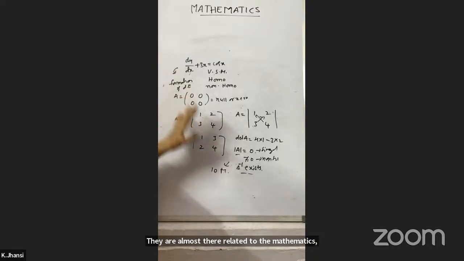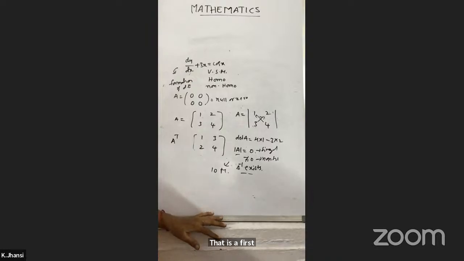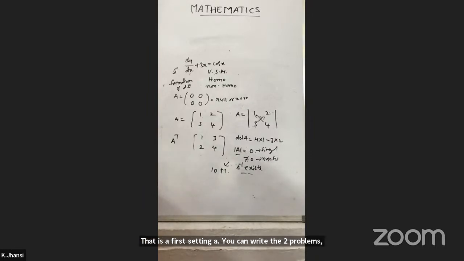So whatever the 4 units are there, if you are perfect with these 4 units, easily you can score here. In section A you can write 2 problems, and also in section B you can solve 2 problems. So almost 10, 10, 20 and then 10. So 30 marks you can score from mathematics if you are perfect with these topics. From tomorrow we'll see the solutions of some problems which you will get in the examinations.